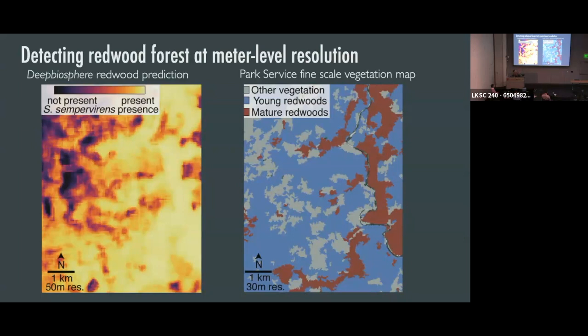But if you look again at this map from the National Park Service, we see that there's actually two types of redwoods. There's not just the old growth redwoods, which are in red, there's also secondary regrowth. So these groves that are regrowing after being clear cut in the 20th century, which you can see in blue. And indeed, it does look like our model, Deep Biosphere, is capturing both kinds of redwoods quite nicely.